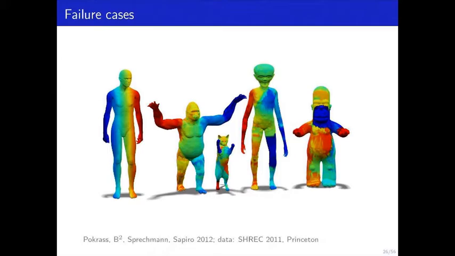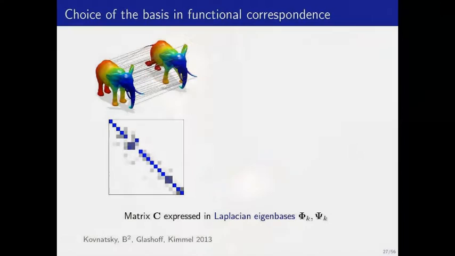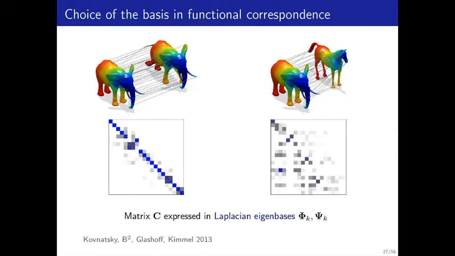And expectedly, the method fails in case when you have non-isometric shapes. So we can still find a reasonably high-quality map between a human and the monkey, for example, but Simpson is completely inhuman, and for the cat or the alien, the map is completely garbage. And of course, it's not surprising because we assume that the shapes are isometric. So for isometric shapes, the correspondence matrix represented in the Laplacian eigenbasis was approximately diagonal. If the shapes are non-isometric, there is no reason whatsoever to expect this diagonal structure. And if we impose it by using our L1 prior, then of course we get garbage.